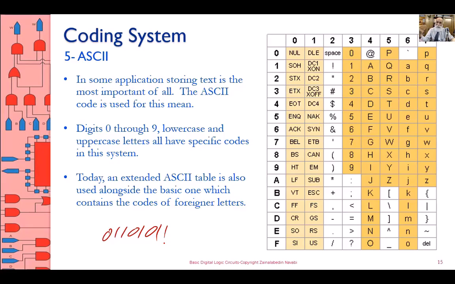How do we represent characters? There is this ASCII, American Standard Code for Information Interchange. This has evolved over the years. It used to be only uppercase characters and numerals and things. Little by little, it has now become an 8-bit coding system.